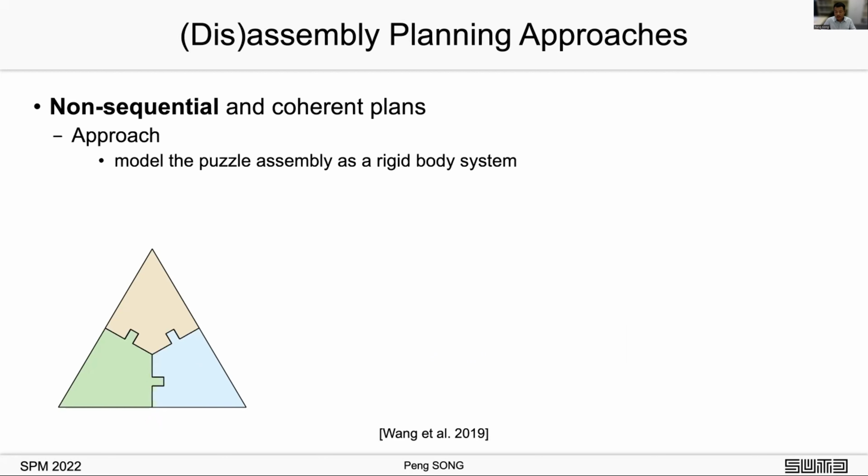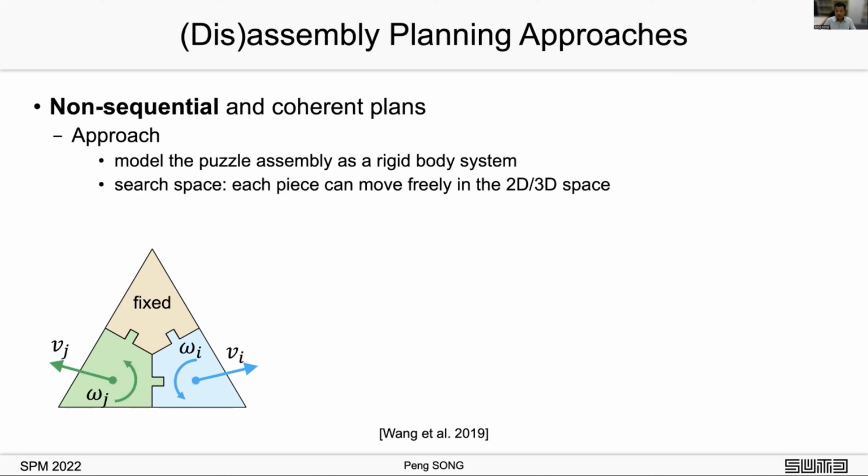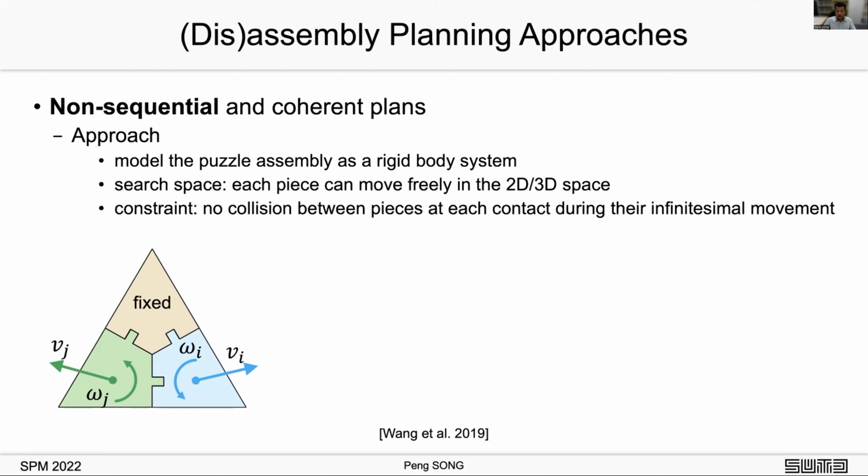To identify a non-sequential disassembly plan, we can model the puzzle assembly as a rigid body system. In this rigid body system, we allow each puzzle piece to move freely in 2D or 3D space, except fixing one puzzle piece as a reference. The constraint is to avoid collision between the puzzle pieces at each contact during their infinitesimal moment.